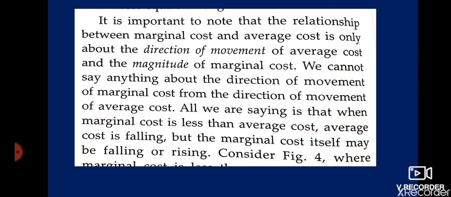Magnitude means how much change there will be, and that cannot be fixed by the average cost, because average cost has average fixed cost also, and fixed cost is not linked with marginal cost, and marginal cost depends only on variable cost. So the magnitude cannot be predicted with the help of AC and MC.